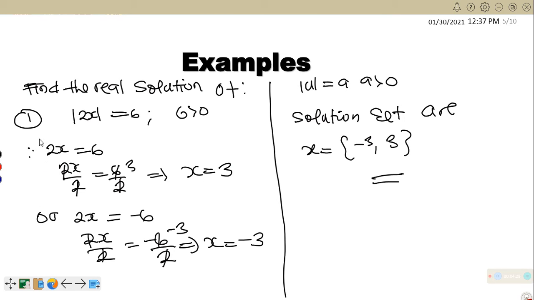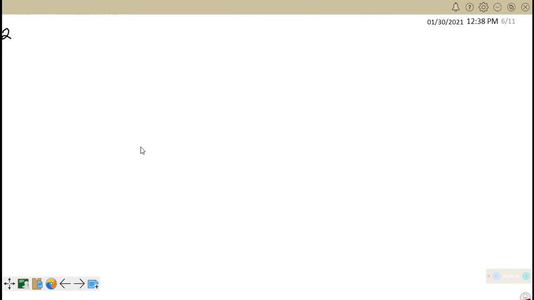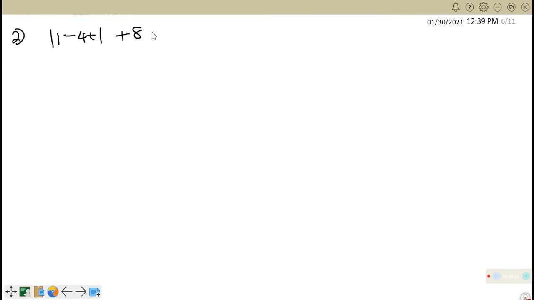Example 2. Consider this equation here: 1 minus the absolute value of 1 minus 4t, plus 8 equals 13. So we want to apply theorem 1.